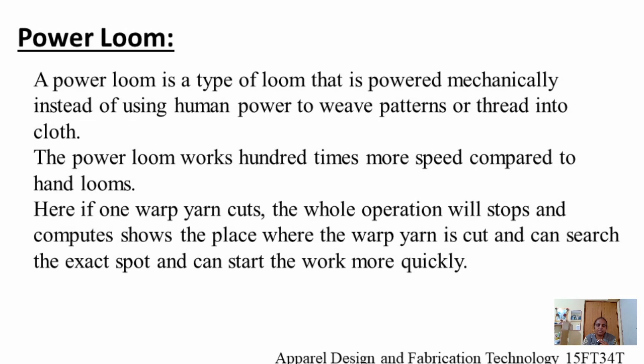Here, if one warp yarn cuts, the whole operation stops and the computer shows the place where the warp yarn is cut, so it can search the exact spot and start the work more quickly. If any problem occurs in the power loom, it indicates where that problem occurs, that is, in which place the warp yarn is cut. So it easily finds the exact spot of the defect, you can easily identify and rectify that problem, and you can start working on that loom again.